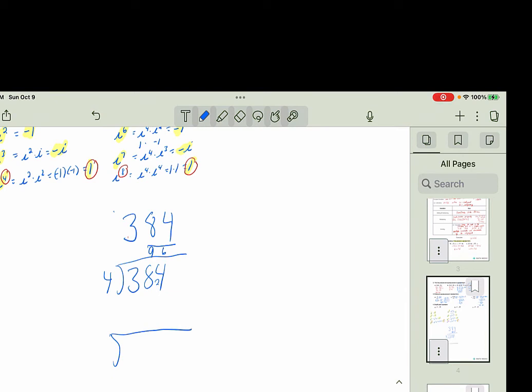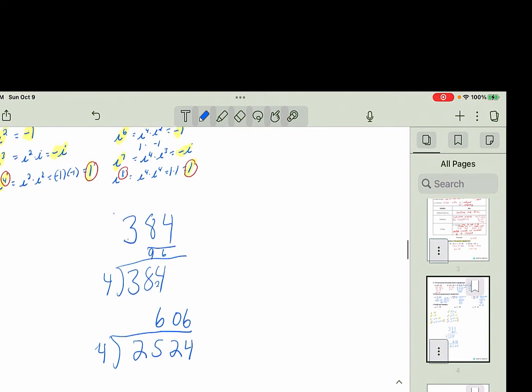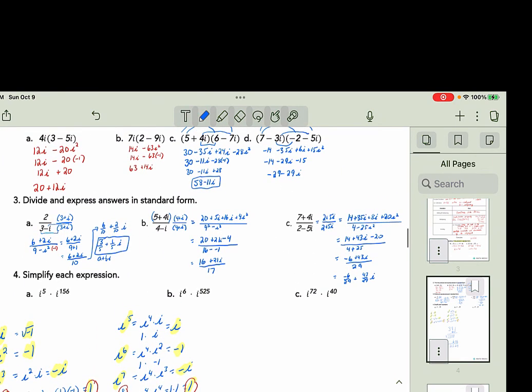Again, I can do this with really anything. If I have 2524, I can do the same thing. 4 goes into 25 6 times, and then 4 goes into 24 6 times, so that's going to be 606. And if I multiply 606 times 4, that's going to be 2524. So that's a pattern that you can use on these problems. So let's go ahead and see how to apply that.